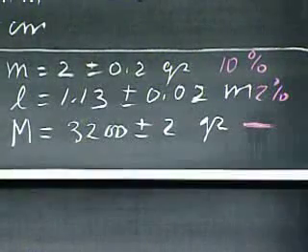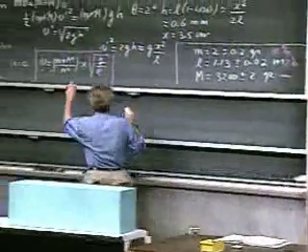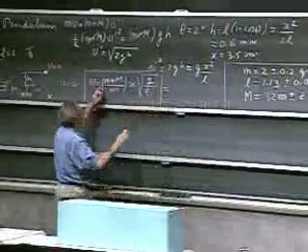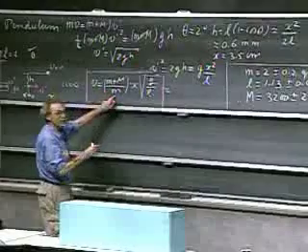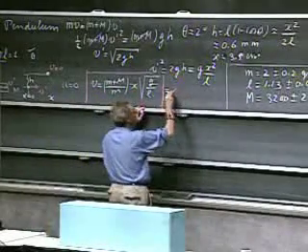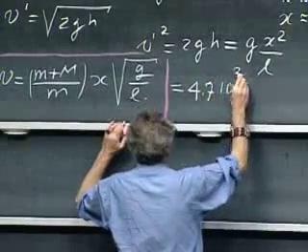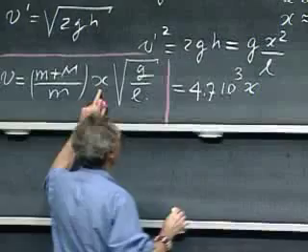That's negligibly small. So if I want to know now what the speed of the bullet is, I can calculate what m plus M divided by m is. I can calculate the square root of g over L. And with those numbers, I find 4.7 times 10 to the third times x. We have to measure x.